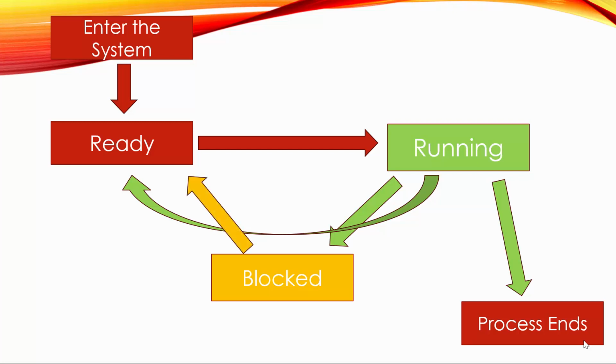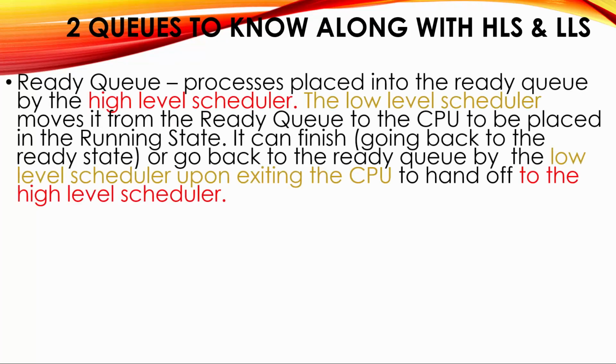Now let's talk about the high and low level scheduler and how it actually works and take a look at another diagram. So there are two queues you need to know along with the high level scheduler and low level scheduler. The ready queue, this is about the ready state. Processes placed into the ready queue are placed there by the high level scheduler. Now the low level scheduler moves it from the ready queue, from the ready state, to the CPU to be placed into the running state.